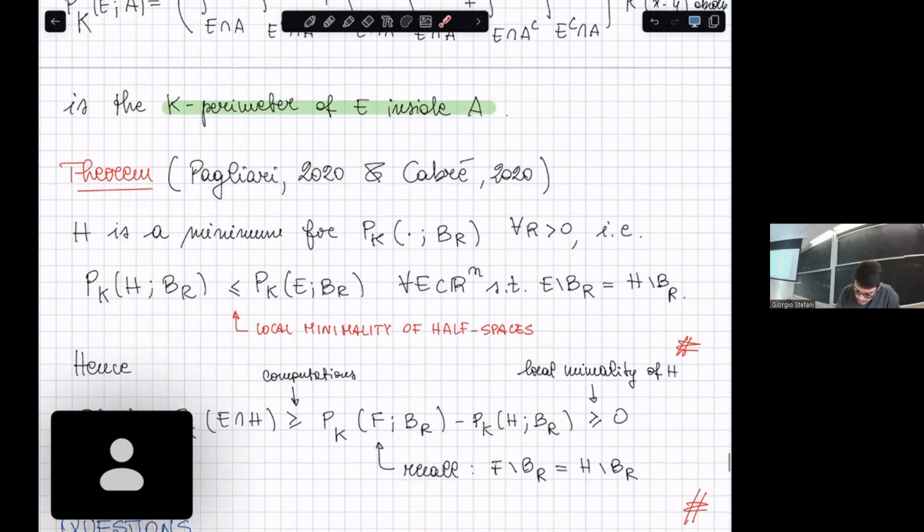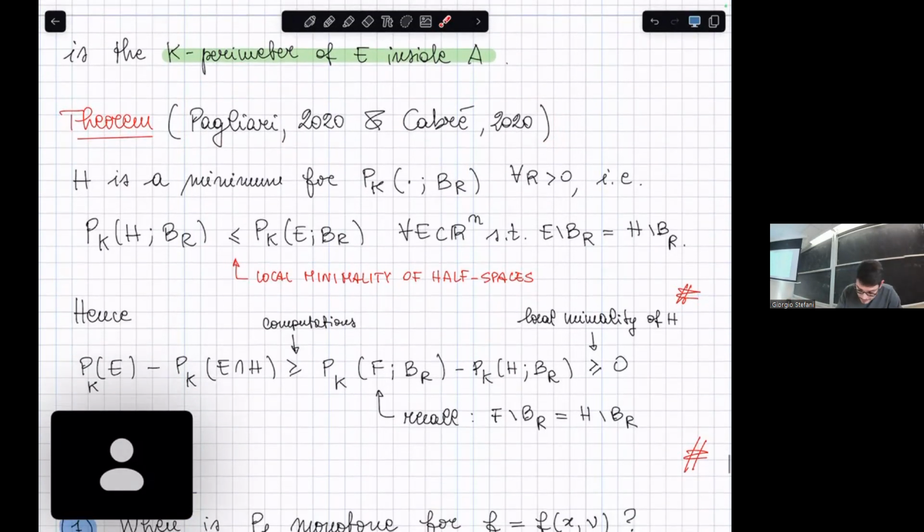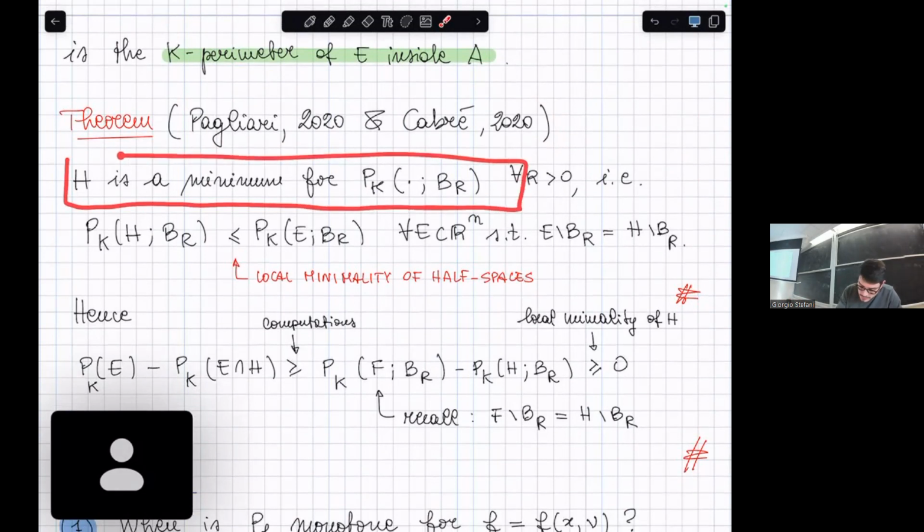Theorem. This was proved almost at the same time, I would say, by Valerio Pagliari in a work from 2012, and also by Cabré in a paper at the same time. It is quite easy to understand, but not so easy to prove. Half spaces are minimal with respect to this localized perimeter.